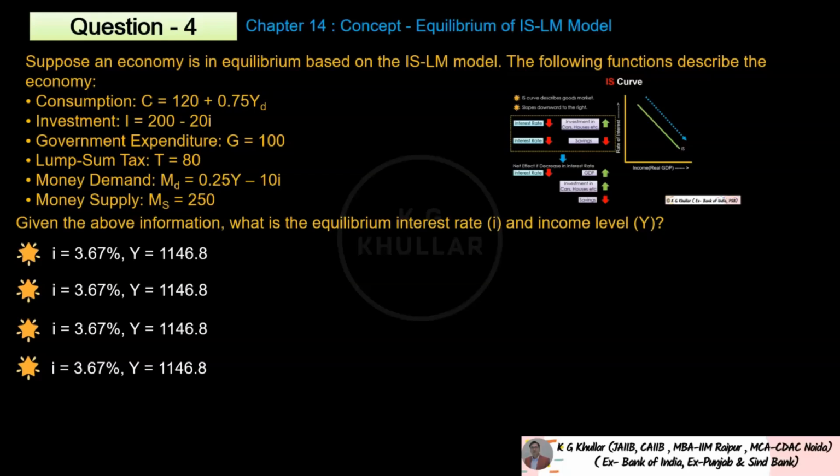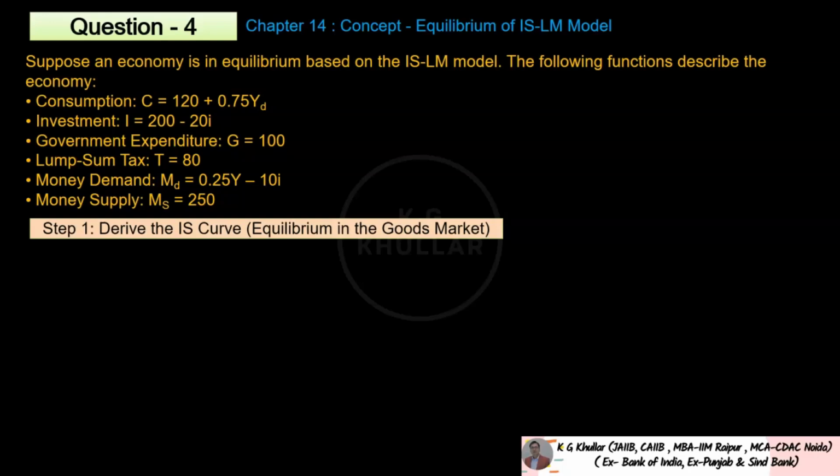The data and equations of consumption, investment, expenditure, etc. which are given here are in a standard form which you find in most questions. The basic approach of finding the equilibrium point in the ISLM model is to first find the IS equation, then find the LM curve equation, and then equate both, that is IS equals LM at equilibrium, to find the required values of equilibrium interest rate i and income level Y. For those who don't know the full form, IS stands for investment savings and LM stands for liquidity preference money supply.